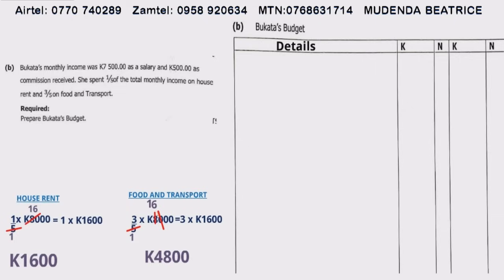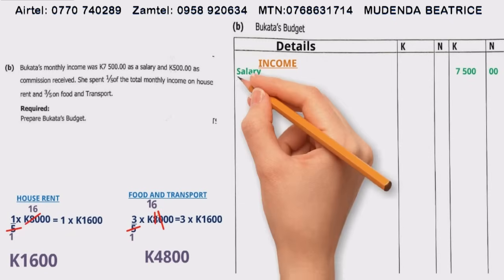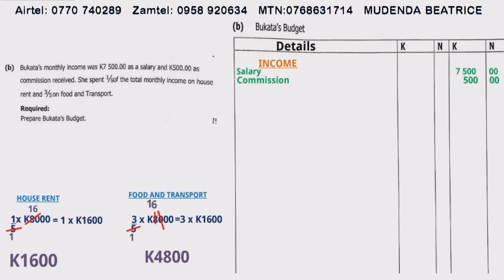Okay, now what we're going to do first, we're going to consider the incomes first. So we say income. The first income is salary, which is 7,500 kwacha. We write it here. Then the second income is 500 kwacha, which is commission. We write commission 500 kwacha here. Before we go to the expenditures, we find the total income for that particular month. So we say 7,500 plus 500 will give us 8,000. So the total income for Bukata in that month was 8,000.